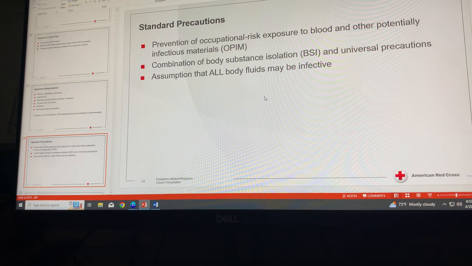Okay, on this slide, we're going to be discussing standard precautions. Standard precautions are safety measures taken to prevent occupational risk exposure to blood and OPIM, such as body fluids containing visible blood. Standard precautions combine body substance isolation, BSI, precautions and universal precautions and assume that all body fluids may be infective.